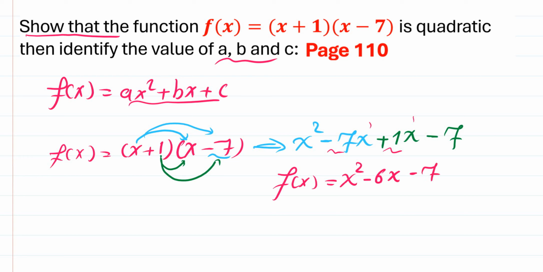So the final step to do is what? To identify the values of a, b, and c. The one with x squared is going to be a. How much we have with x squared is 1. So a equals 1. b equals the one with x, so negative 6, with a negative, please. And the third one is going to be c, the constant, which is negative 7.